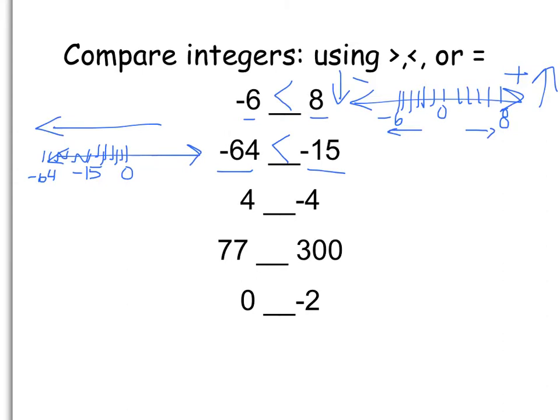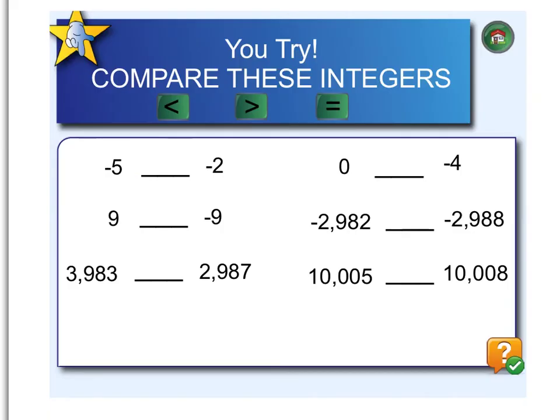Here we've got another positive and a negative. We already said the positive number always beats out the negative. 77 and 300, those are both positive numbers, so you already know probably the answer is 300. Here I have 0 and negative 2. Think about your number line. 0's in the middle, negative 2 is to the left. Negative 2 is further to the left, so it's smaller than 0. I'd like you to try these, so please pause the video.